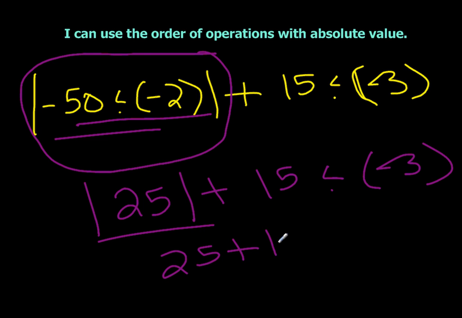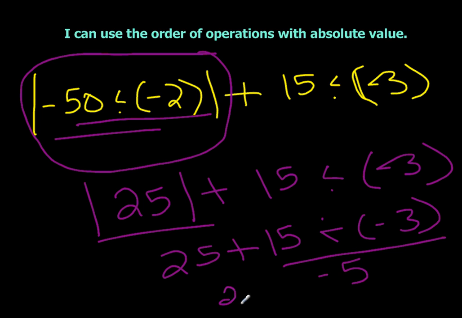And now I'm back to a really regular order of operations problem that I've gotten really good at. I know I have to divide before I can add. So 15 divided by -3 is -5. So I end up with 25 plus -5. 25 plus -5 is 20.